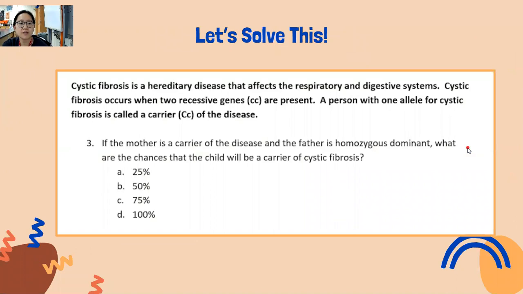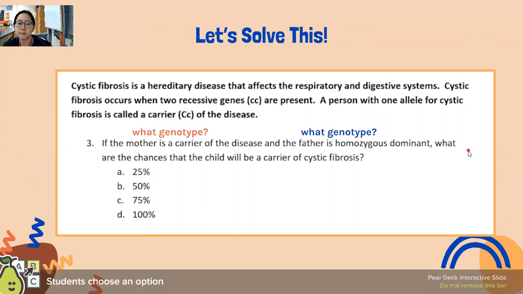So let's solve this. Cystic fibrosis is a hereditary disease that affects the respiratory and digestive systems. Cystic fibrosis occurs when 2 recessive genes, little c, are present. A person with 1 allele for cystic fibrosis is called a carrier of the disease. So if the mother is a carrier of the disease and a father is homozygous dominant, what are the chances that the child will be a carrier of cystic fibrosis? Well, you're going to have to set up a Punnett square with the big C, and then a big C, little c, because the mom is a carrier. Find out the percent chances that the child is also a carrier like the mom, which means that the child has to be big C, little c, right?